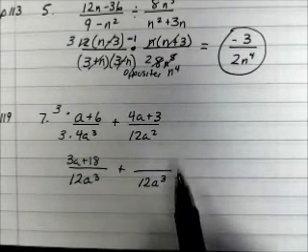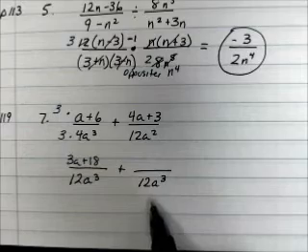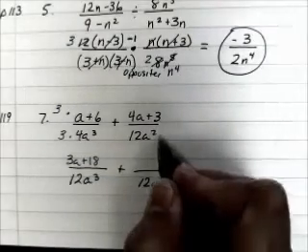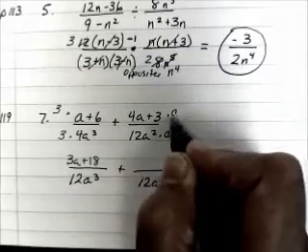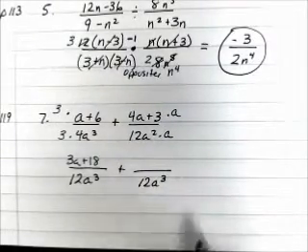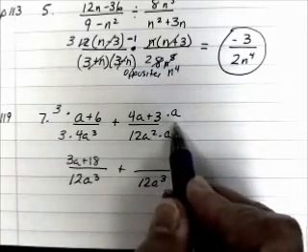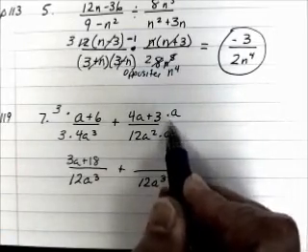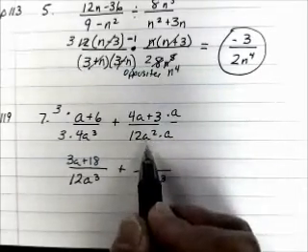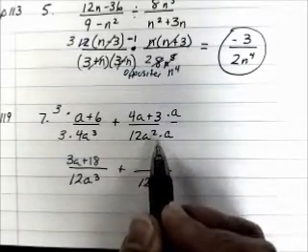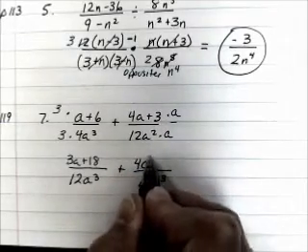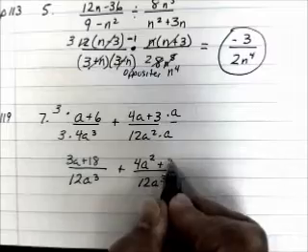And 12a squared, what do we need to multiply by to get 12a to the 3rd? We need to multiply by a, so multiply the numerator by a as well. Again, when we're doing this multiplication here, we're actually multiplying by 1 in the form of a over a. So that's not changing our fraction. Multiplying by a, we have 4a squared plus 3a.